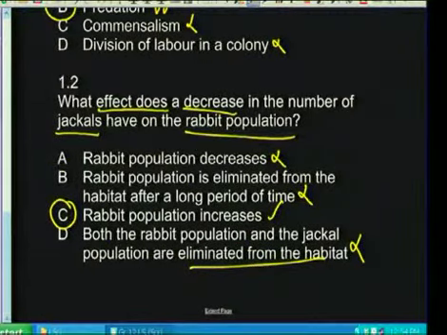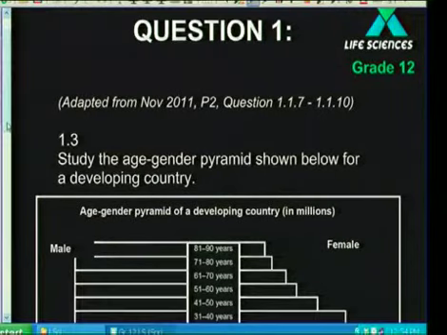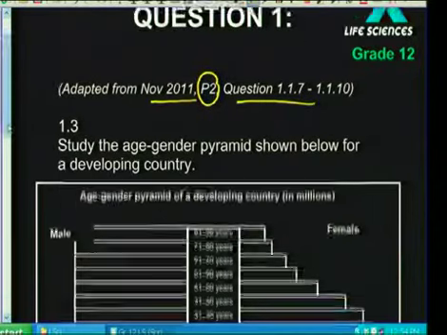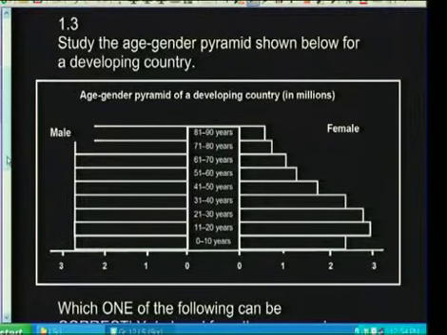Let's move on to the next question, guys. This is a question that's adapted from a 2011 November exam. Again, it's in paper 2, and again we're looking at a few more multiple choice questions based on this. We've got to study the age gender pyramid shown below for a developing country. Before we look at this question, we often find age gender pyramids showing us the different periods in terms of the population, in terms of their growth, from birth all the way up to when the population has reached the older individuals.